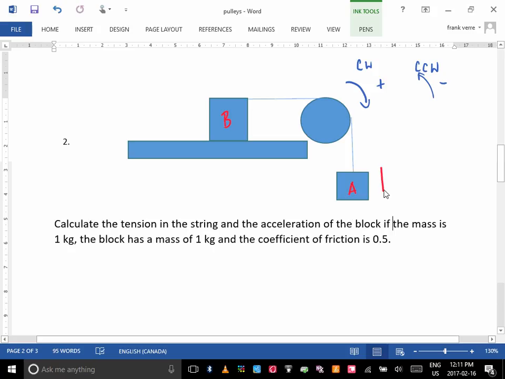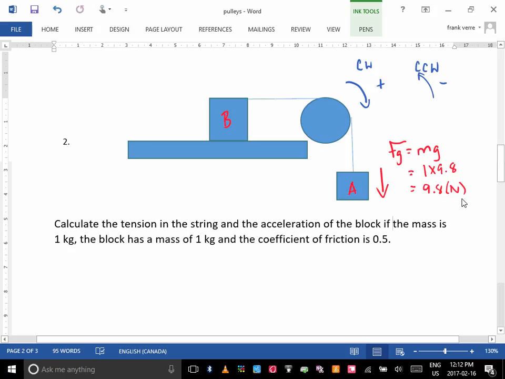All right, so we have a force acting down from mass A, and that's going to cause clockwise rotation in the system. That force is its weight. So it's mass times g, 1 times 9.8. So that's 9.8 newtons.